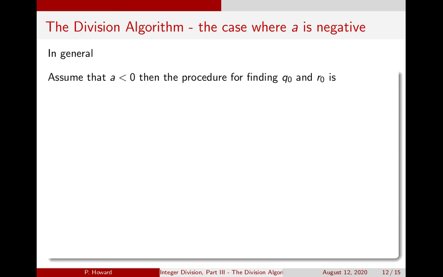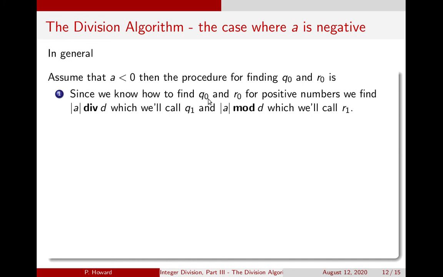So here in general is how you find the quotient and remainder when a is negative. Basically, I'm just going to follow the example on the previous slide. Okay, so we have a negative a. We know how to find the quotient and remainder for positive numbers, so instead of looking at a, we start with the absolute value of a, which will be positive. We find a div d, and we find a mod d.